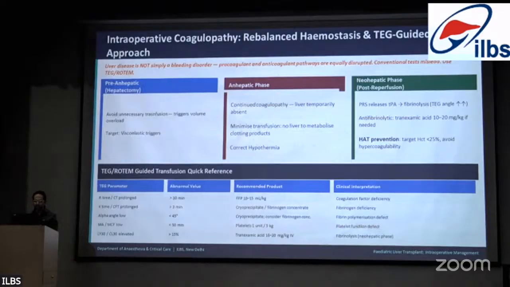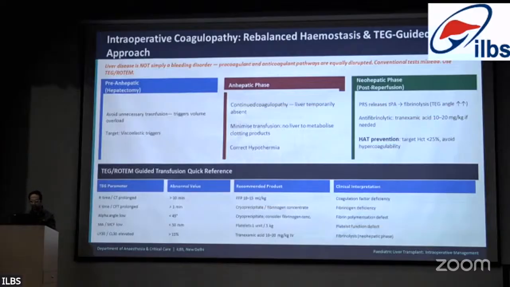In the pre-anhepatic phase, unnecessary transfusion should be avoided. It triggers volume overload. All the transfusion should be based on viscoelastic triggers. R time more than 10, we can transfuse FFP of 10 to 15 ml per kg. A prolonged K time, cryoprecipitate can be given. Whenever the angle is low, then also we can transfuse cryoprecipitate. And whenever products are needed, surgical field should be looked at. Unnecessary transfusion causes volume overload.